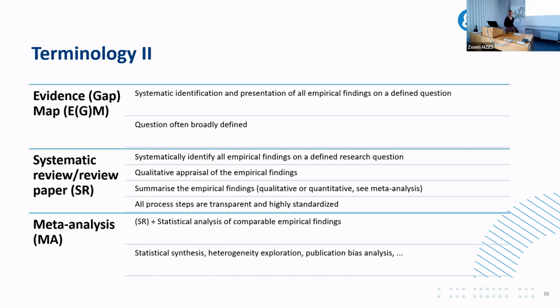Regarding then the terminology, you might already have seen it from the slides before. So the evidence gap map is a systematic identification and presentation of all empirical findings on a defined question. So it's more a map, and it's something that describes something. It's a descriptive method, while a systematic review or a review paper is a qualitative thing. So it's a qualitative review which describes the research landscape.